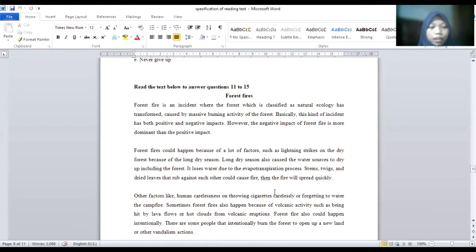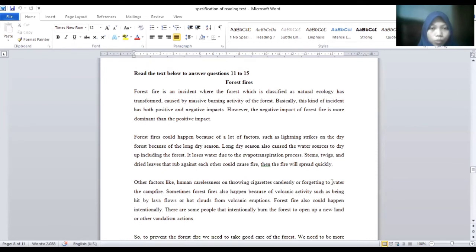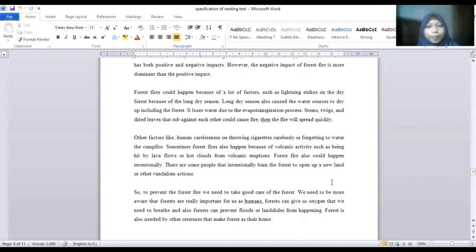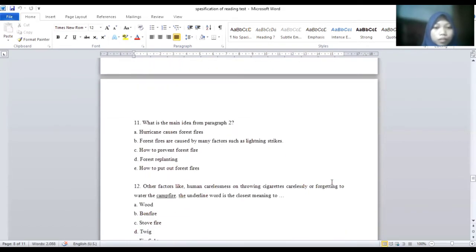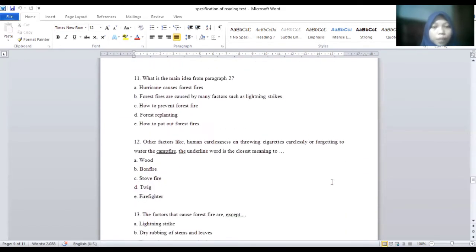This is a text about report text with the title Forest Fires. This text is used to answer questions number 11 until 15. Question number 11 is, what is the main idea from paragraph 2?